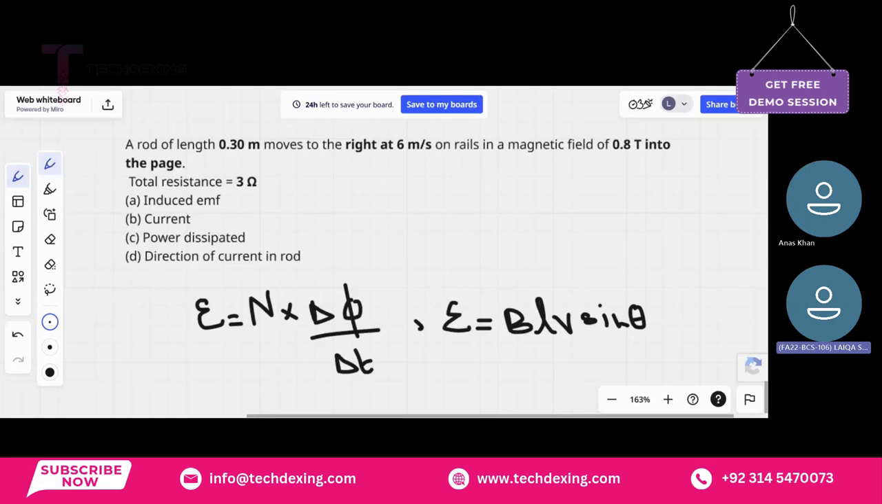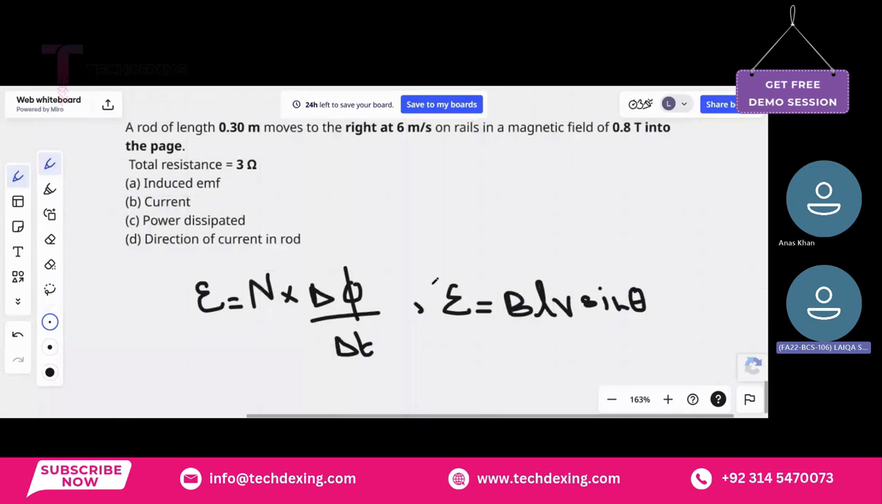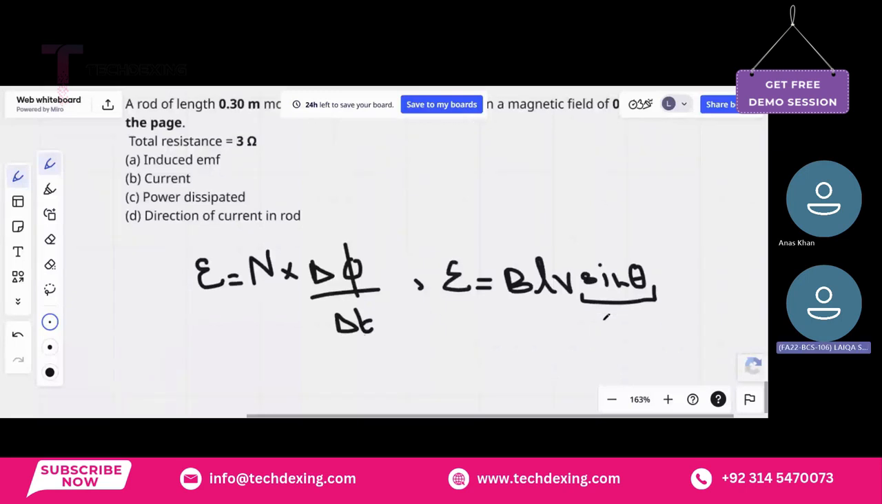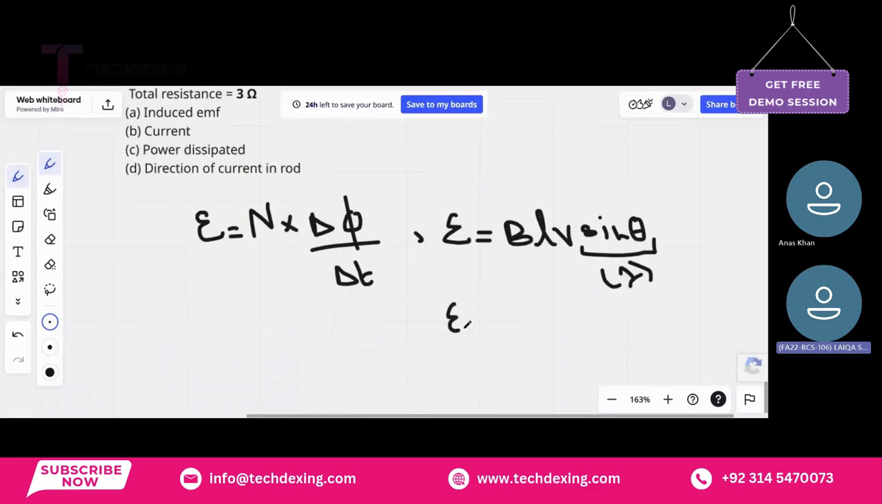According to the information given in the question, which one should we use? BLV sine theta, because we are given the length and velocity. Yes, very good. I told you, whenever we are not given theta explicitly, like the information that it is perpendicular or parallel, or an explicit value for theta, we consider sine theta as 1. So we have to use the formula E equals BLV.